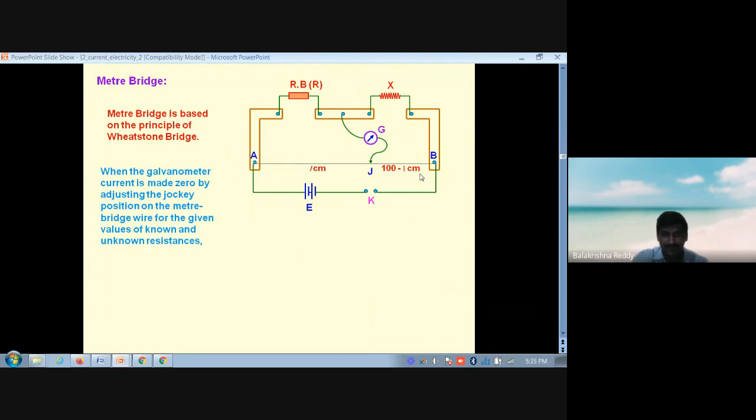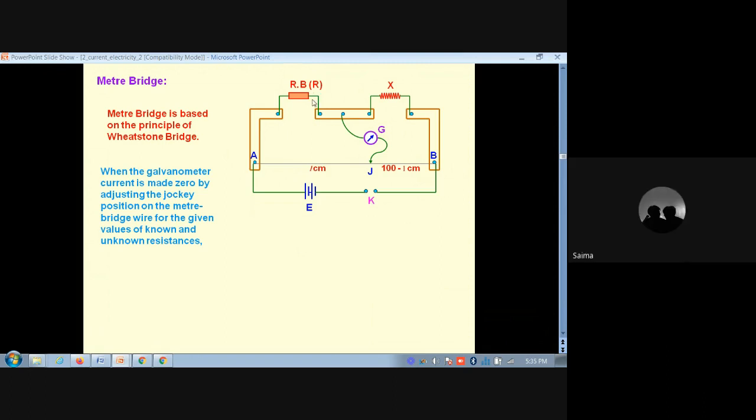And see further. As I said, when the galvanometer current is made zero, why did we say that? We are using the jockey, checking at a particular point, and the galvanometer current will be zero. Will it simply be zero? No, we have to adjust the resistance box here. What do we have to do here? Are you following? Yes, sir.